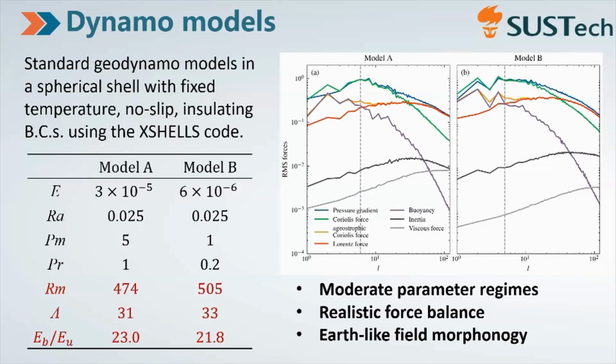So here we present some preliminary results doing the ENKS using fully self-consistent dynamo simulations. We start from a dynamo simulation at a moderate parameter regime. That's quite a standard dynamo model in a spherical shell with fixed temperature, no-slip, insulating boundary conditions, and the simulation was performed using the XSHELLS code. So that's the input and output parameters, and on the right, the plot also shows the force balance of this dynamo model.